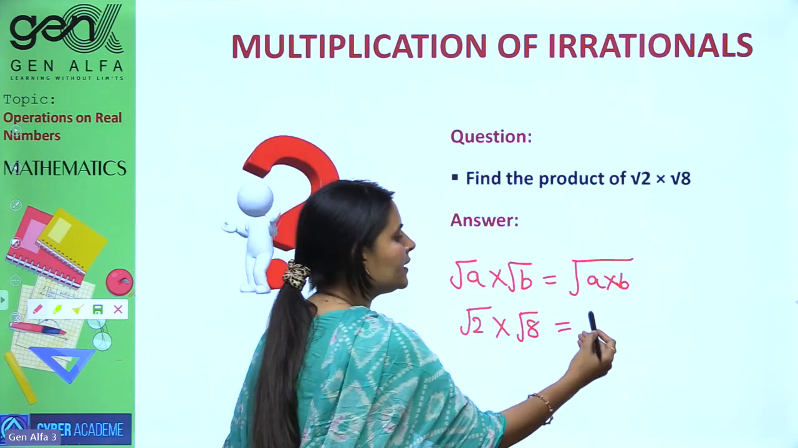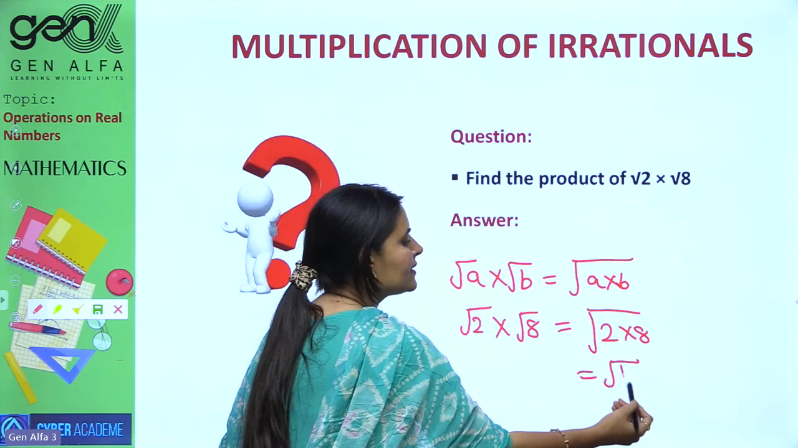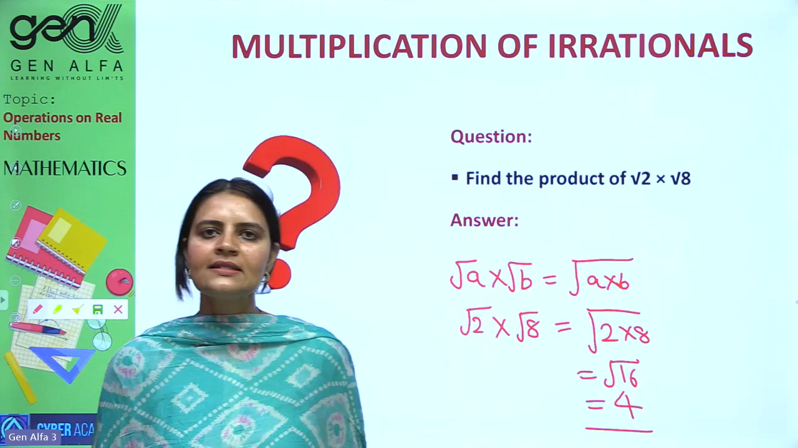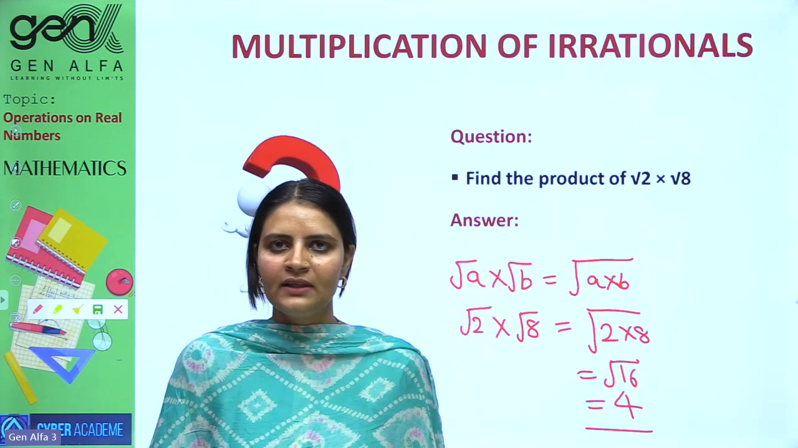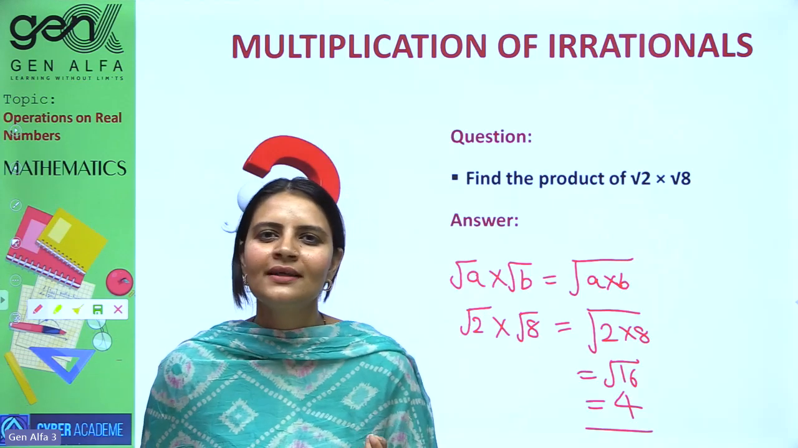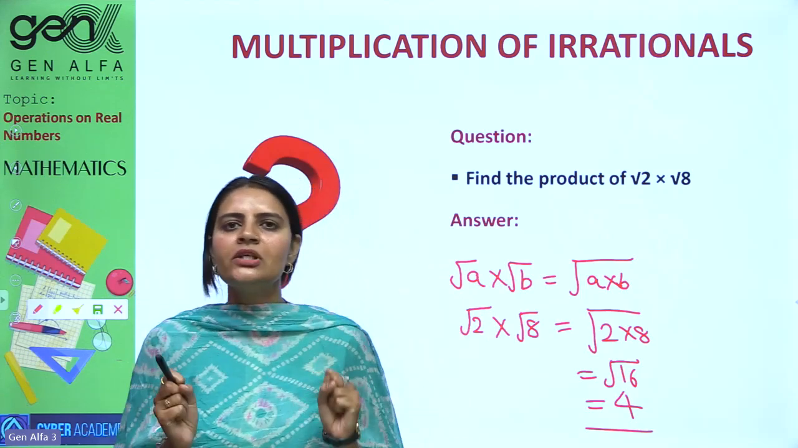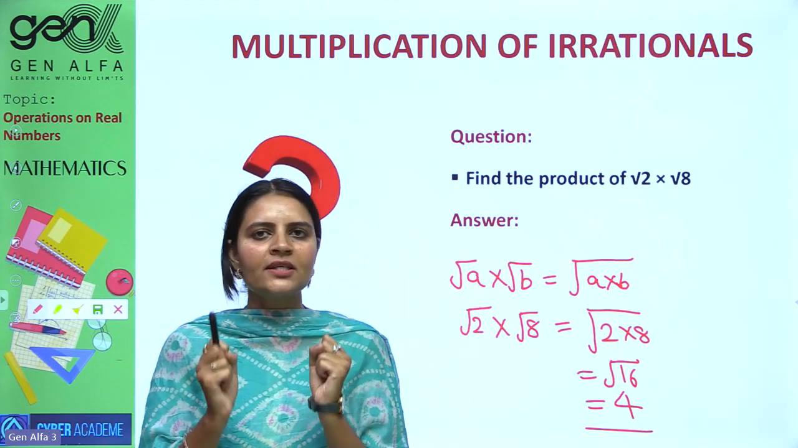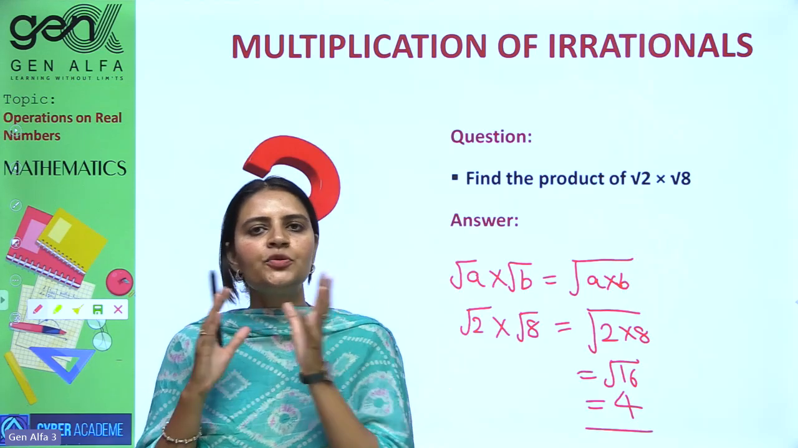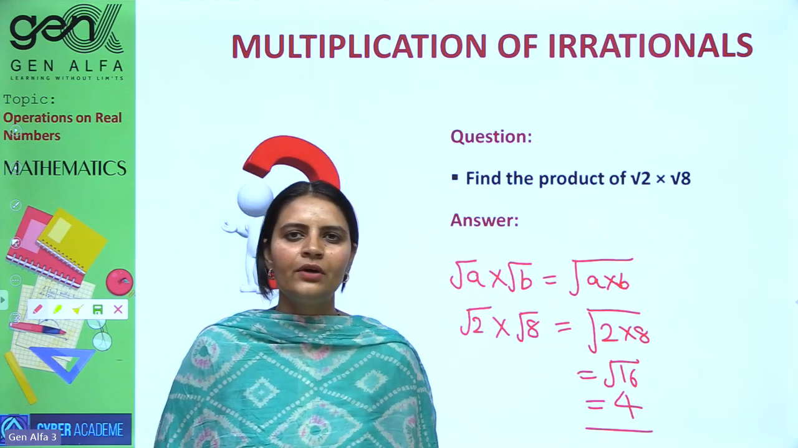Just take the root in a combined form together. 2 multiplied by 8 is 16. And you know that 16 is a perfect square. Your answer is 4. Hence, it is a rational number. Yes, by multiplying two irrational quantities, you got one rational result. So what did you get again? Well, multiplying irrationals, not necessarily are you going to get irrational quantities. It may be irrational, it may be rational too. So are we on the same page? Written?